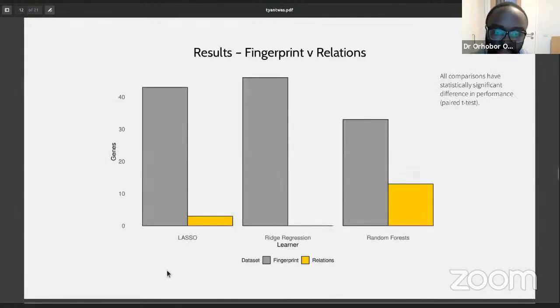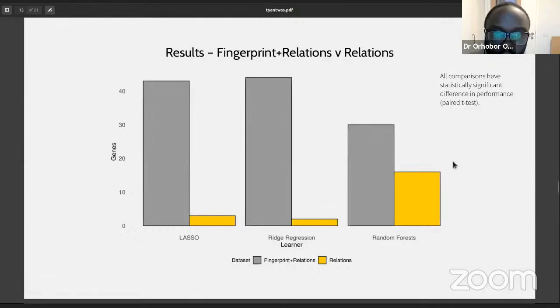So what did we find? When we compared fingerprints by themselves against the relational data set, we found that for all 3 of these learners, the fingerprints outperformed the relational features. Right? So you can see for lasso, for ridge regression and random forest, and this difference is indeed statistically significant using paired t-tests.